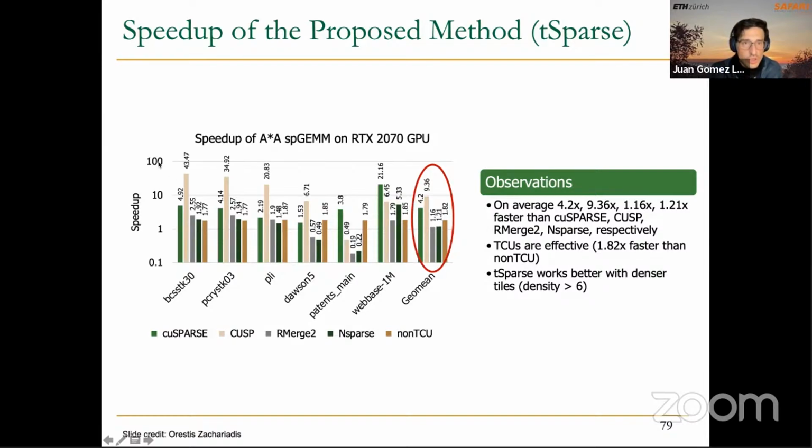So as you see, this plot presents the speed up of T-sparse with respect to the rest of methods. We see that the comparison is favorable in terms of geomean for all the methods. Only in a couple of matrices, there are two methods that are more efficient than our T-sparse method. But other than that, we see that T-sparse is pretty efficient in most of the cases. And as expected as well, it's more efficient when the tiles are a little bit denser, right? Because this way we could be making use of more SIMD lanes inside the TCUs.